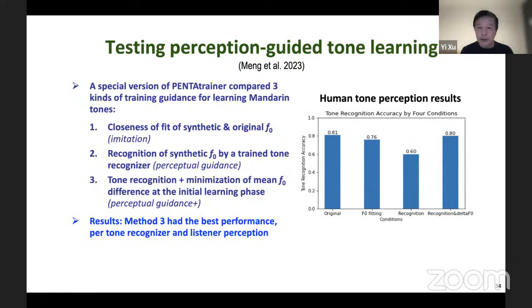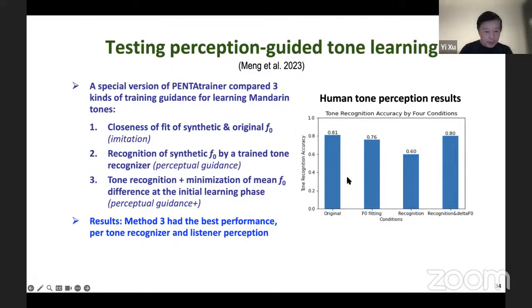It turns out that the best results were obtained by the original. So we compare our data with the perception of the original tone. It is at 81%. But the second best is the enhanced recognition condition, which is almost as good as perception. So in other words, this perceptual guided learning has surpassed the F0 fitting, which is implemented in the current version of PandaTrainer. And this is really a surprise.